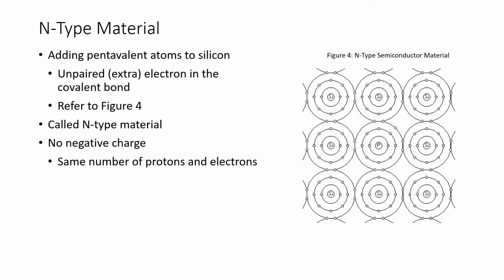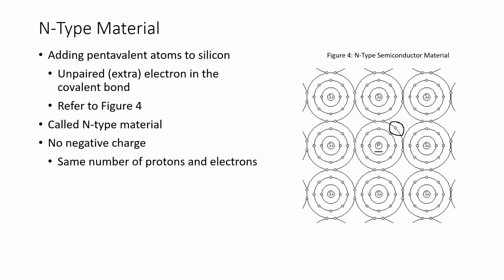Now, if we add pentavalent atoms to the silicon, we end up with an unpaired or extra electron in the covalent bond. So in this example, I've added a phosphorus atom to this chunk of silicon. And again, phosphorus being a pentavalent atom, notice that there's an electron right here that is unpaired, or we say an extra electron in the covalent bond. And we refer to this as N-type material, N for negative.